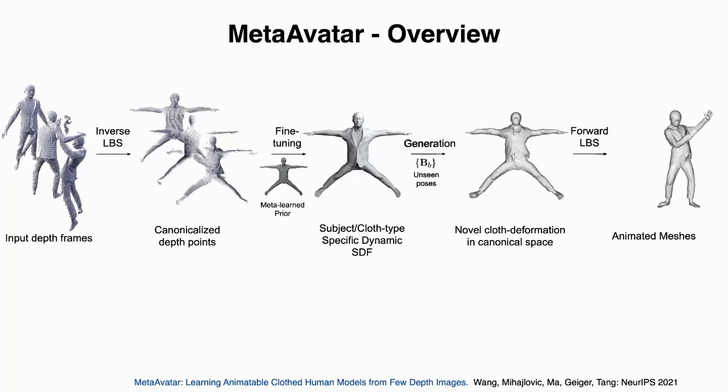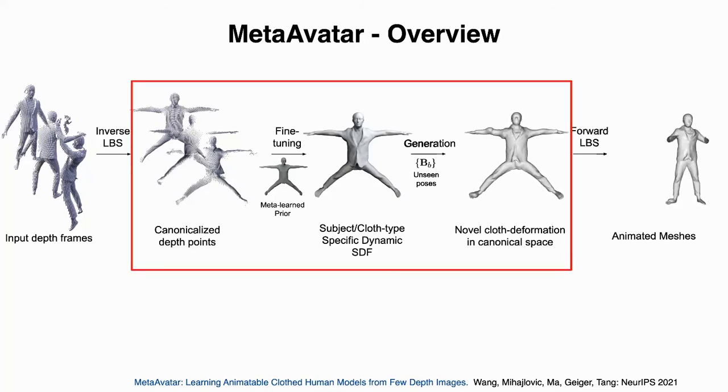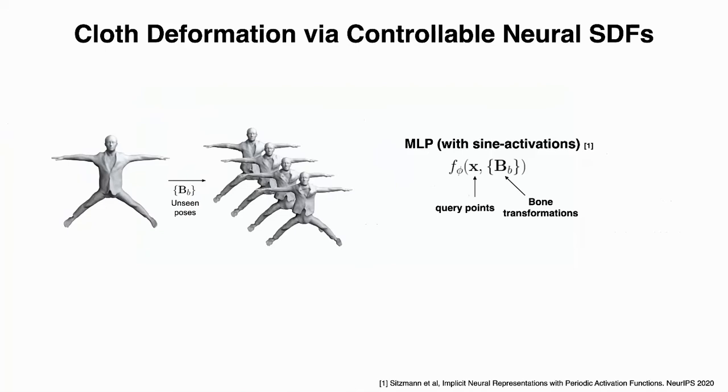Here is the animated result. The canonicalized neural avatar for this test subject can be controlled by the pose input. In other words, the neural SDF is controllable or animatable. So the key contribution of this work is a meta-learned neural SDF for shape and clothes deformations. First, let's have a look at how to represent these pose-dependent clothed human bodies with neural SDF functions.